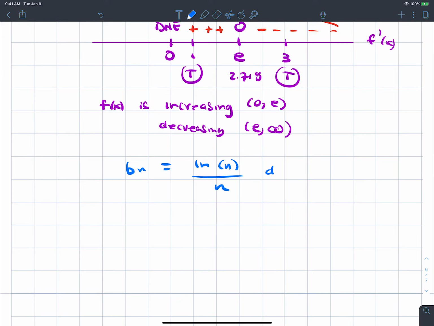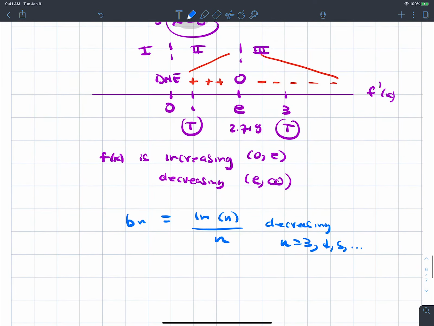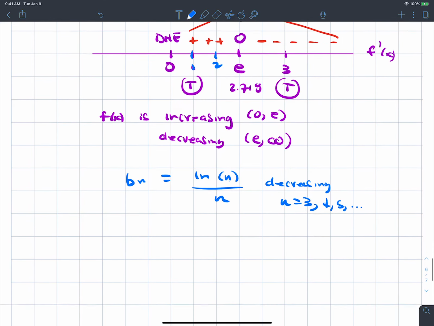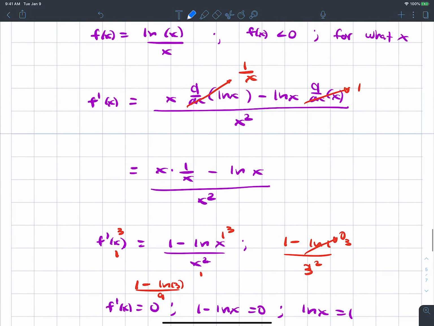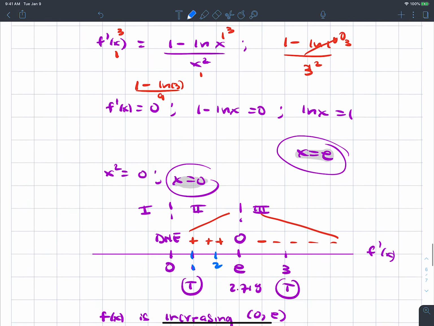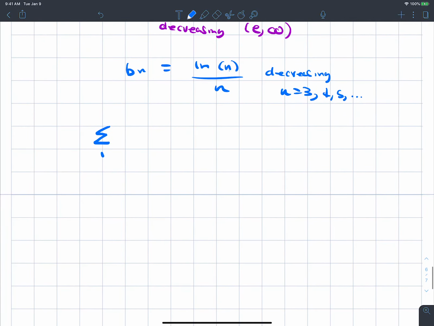It's decreasing, really starting at n is 3 and 4 forever. So when n is 1 and 2, it's actually increasing. This is n is 1. Here would be n is 2. So how we can really do this, if we wanted to be technically exact with the theorem for the alternating series test, is I'm going to write it this way.